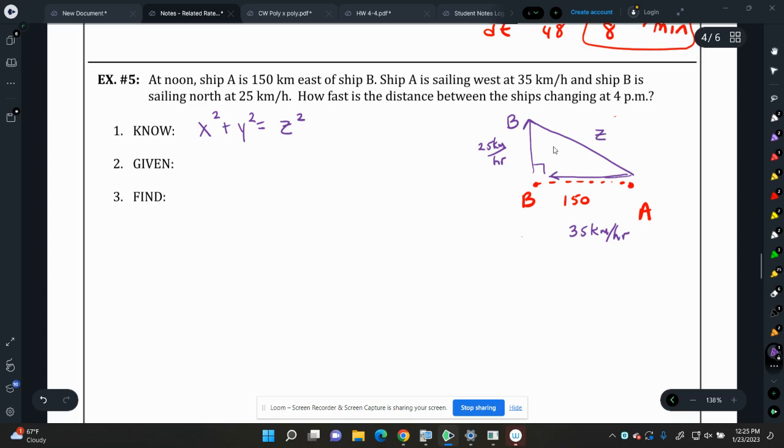What's the unit going to be? How fast is the distance changing? So this is a speed. So what do you think it's going to be? Kilometers per hour, right?